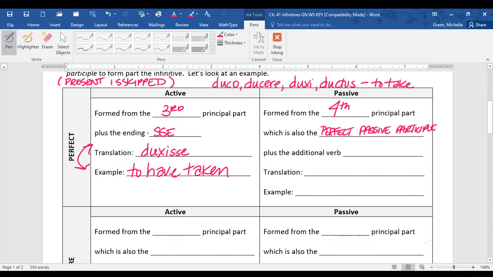And then in order to make it not just the participle, you add the additional verb sum, esse, and you're going to add the infinitive form to make it an infinitive. So I get the lines right here. You go to ductus, -a, -um, which is our participle. And for all intents and purposes, you can just do the masculine form.